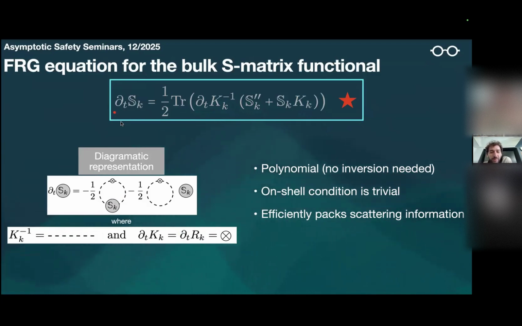And I wanted to point out some things that we see as virtues of this equation. First, this is polynomial. So you see that I don't need to invert any functional operator. In particular, this is polynomial in this Hessian right here. Also, as I've been pointing out, the on-shell equation that we need to implement to compute these matrix elements is trivial, and this is an equation for our functional that efficiently packs scattering information.